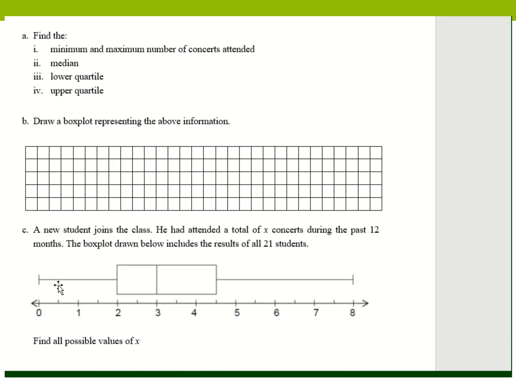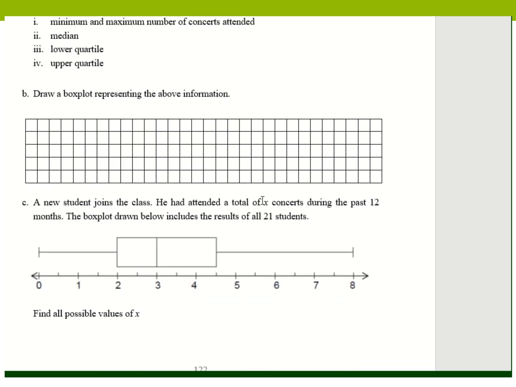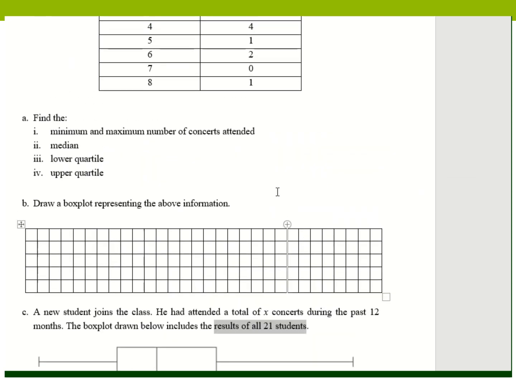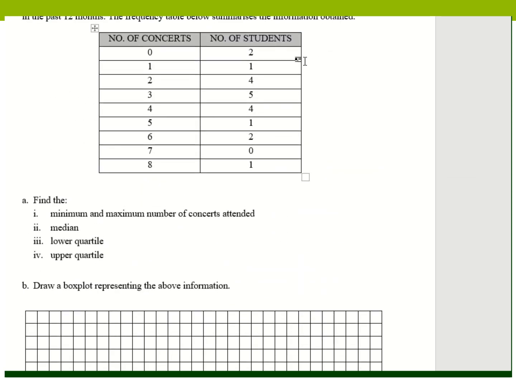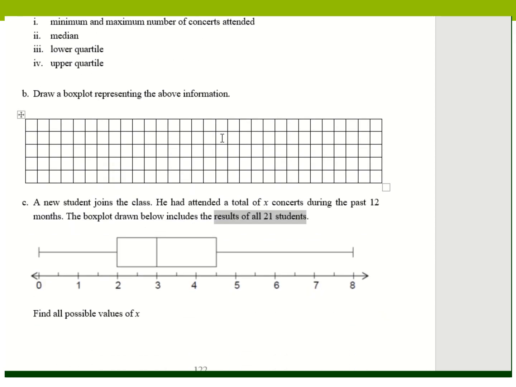A new student joins the class. He had attended a total of X concerts during the past 12 months. The box plot drawn below includes the results of all 21 students. Meaning now one new student has joined. Okay, so the value may go anywhere inside here. How do you know where? That is what they are asking you. What would be the possible values? What would be the number of concerts that he would have attended?